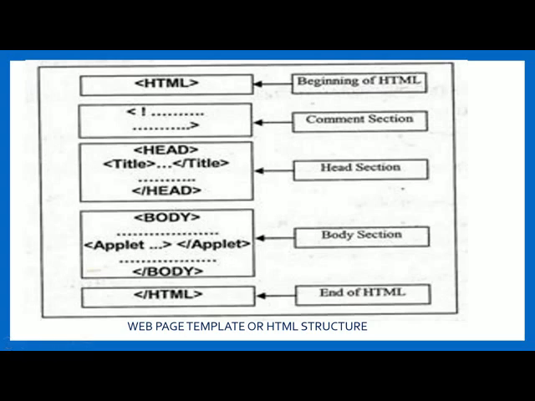Next we have HTML document structure or web page template. The first part is the beginning of HTML, where we have the HTML command enclosed within the angle brackets. Later we have the comment section which we have seen in the previous slide. The comments will be prefixed with the exclamation mark and even that is enclosed within the angle brackets. The third one is regarding the head section. We are using here the beginning head tag and the closing head tag, where we can provide the heading for a particular web page.